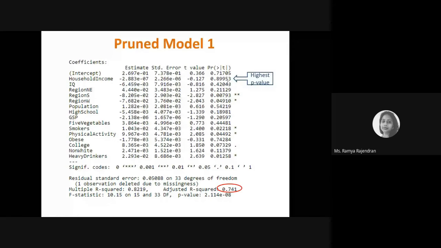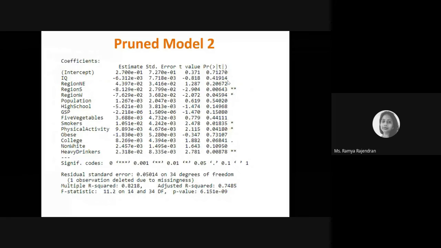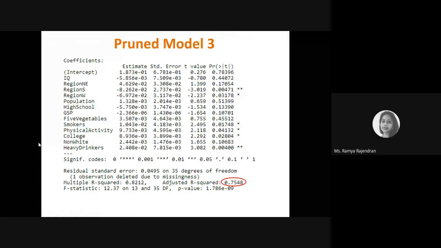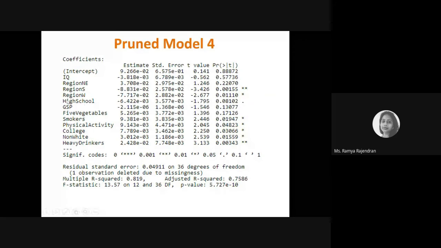Okay, so we can eliminate the household income. Now our adjusted R-square becomes 0.7485. Now we have the highest p-value for the obese column, so we can eliminate that. When we eliminate it, our adjusted R-square becomes 0.75. Next, the highest p-value is population, so we can eliminate population. When we eliminate population, the answer is 0.75.